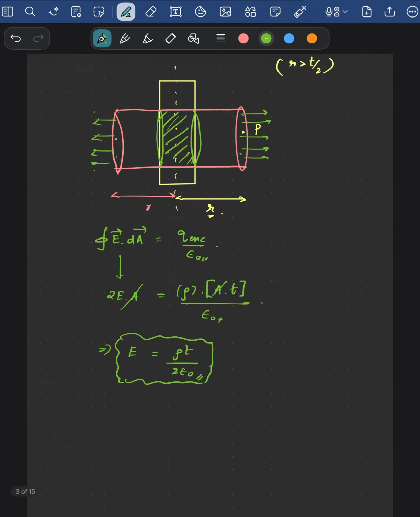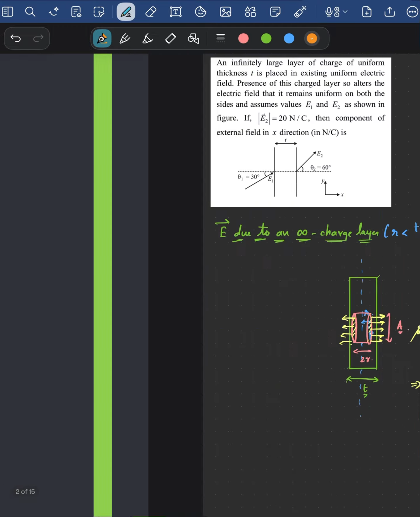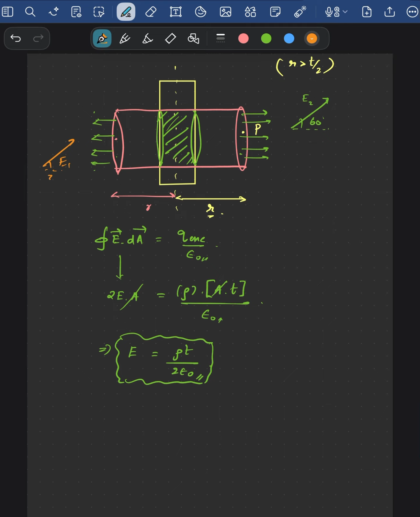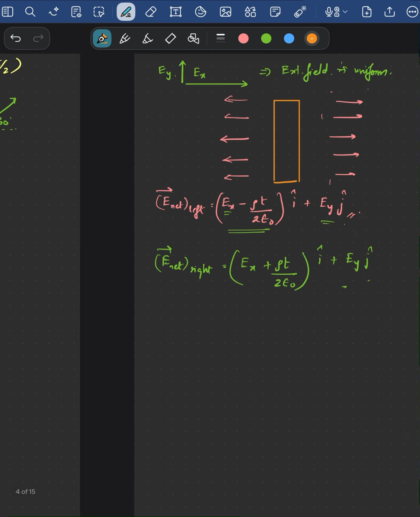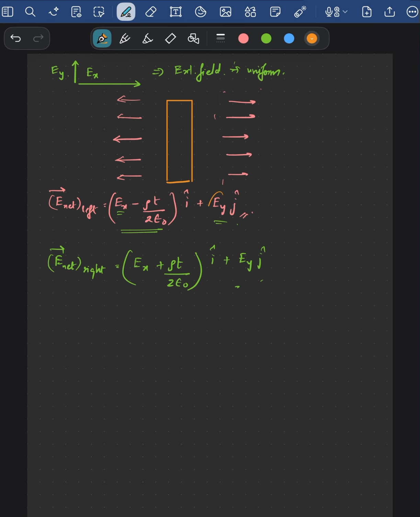And now it's mentioned that field in the right is E2 in this question, and that is making an angle of 60 degrees with the horizontal, right? And field in the left was E1, and that was making an angle of 30 degrees with the horizontal. Okay, so now one idea we can use already is we know that y component of field over here is same. Field over here was E2 making an angle of 60. Field over here was E1 making an angle of 30 degrees, right?